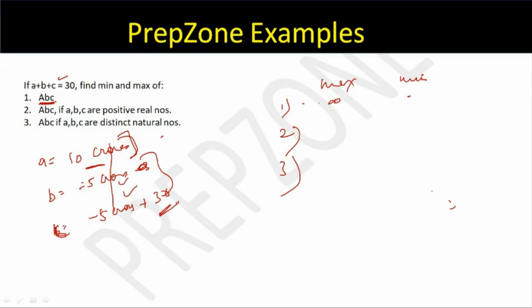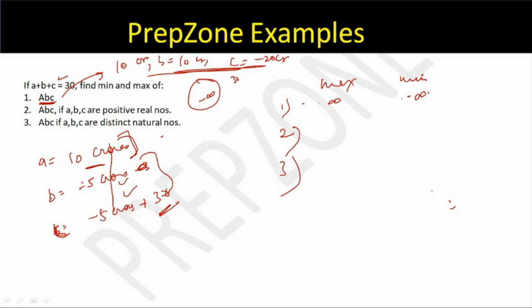And similarly, if I have to find the minimum value, what about minimum ABC? Minimum ABC could be when it is getting negative, right? So I only want one value to be negative. So maybe I can have A as, say, 10 crores, B as another 10 crores, and C as, say, minus 20 crore. So that when I add all of it, the sum comes out to be 30, but when I multiply it, it becomes a very high negative number. So if there is no constraint on this, the minimum value could be minus infinity. So maximum is infinity, minimum is minus infinity.